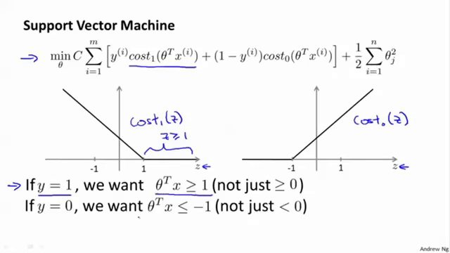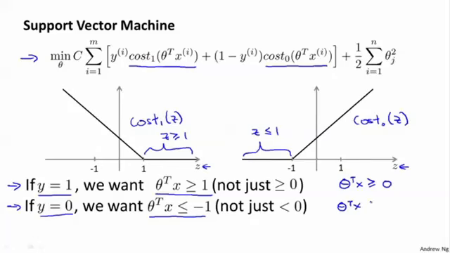And conversely, if y is equal to 0, we look at this cost0 of z function, then it is only in this region, where z is less than or equal to -1, that we have that cost0 of z is equal to 0. And this is an interesting property of the support vector machine, right? Which is that if you have a positive example, so if y is equal to 1, then all we really need is that theta transpose x is greater than or equal to 0, and that will mean that we classify it correctly. Because if theta transpose x is greater than 0, our hypothesis will predict 1. And similarly, if you have a negative example, then really all we want is that theta transpose x is less than 0, and that will make sure we got the example right.